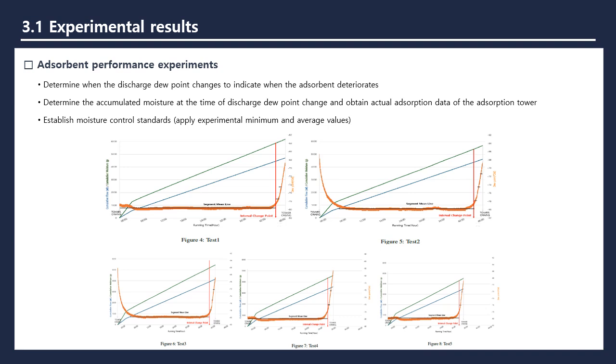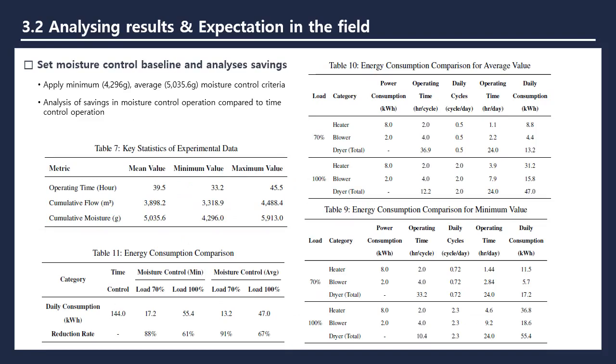Based on this, the maximum accumulated moisture adsorption was measured for each experiment. The average accumulated moisture amount was 5035.6 g, with a minimum of 4296 g and a maximum of 5913 g. Based on these results, the optimal switching point of the adsorption tower was determined.